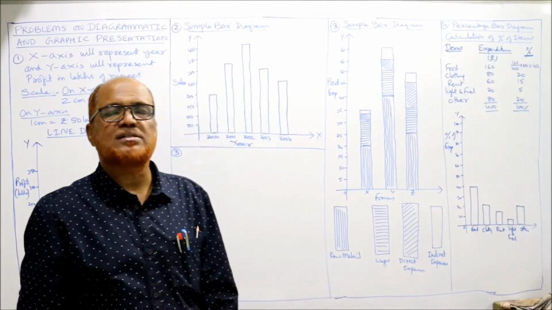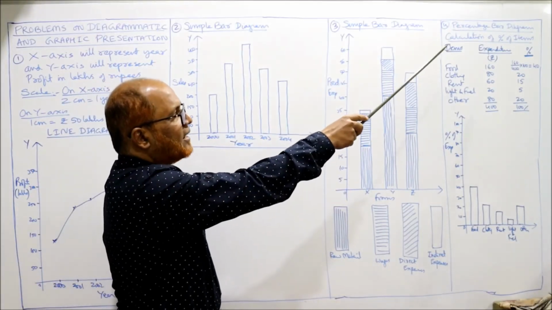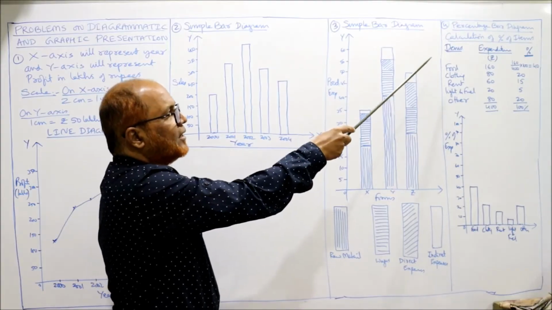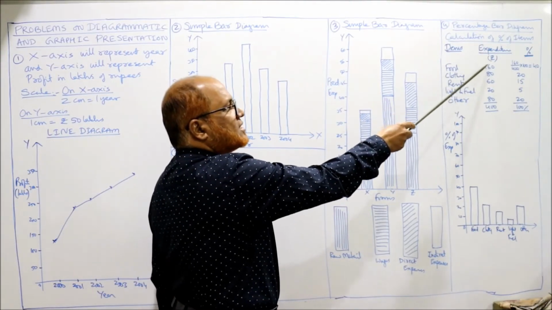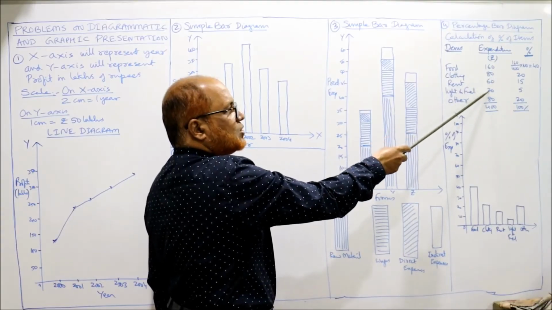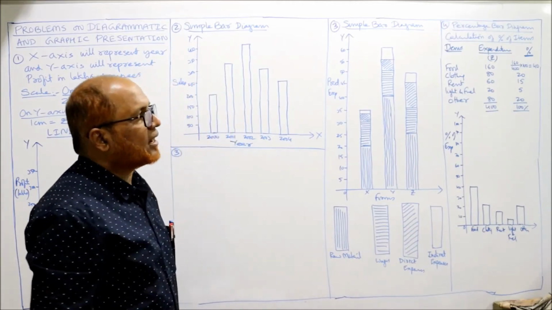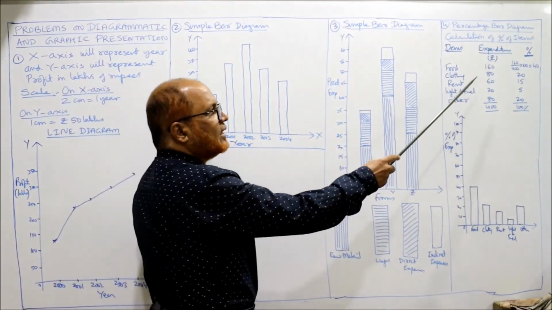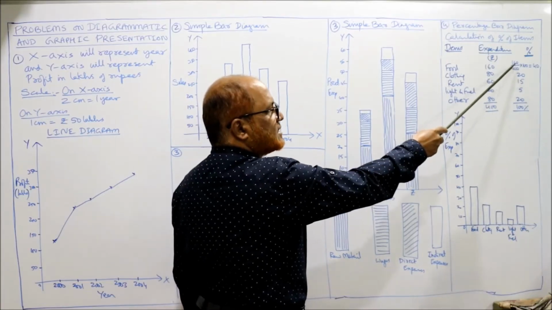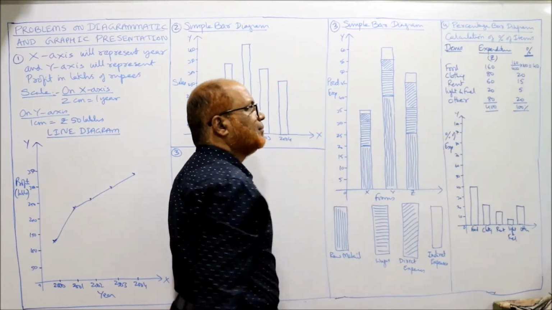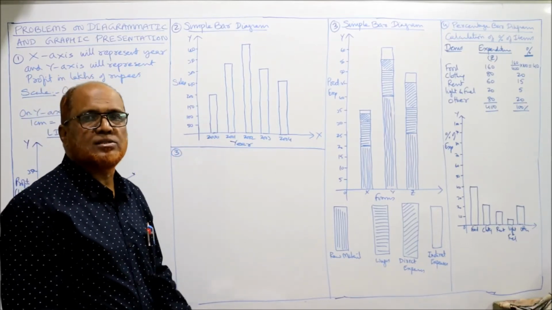So before drawing the percentage bar diagram, we calculate the percentage for each item. The items are food, clothing, rent, light and fuel, others. Expenditure is given in the problem: 160, 80, 60, 20, 80. The total of the expenditure comes to 400. Now we calculate the percentage. The first one, 160 divided by 400 into 100 is 40. So we can say food is 40% of the total expenditure.